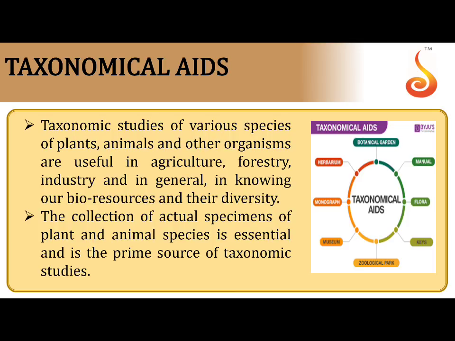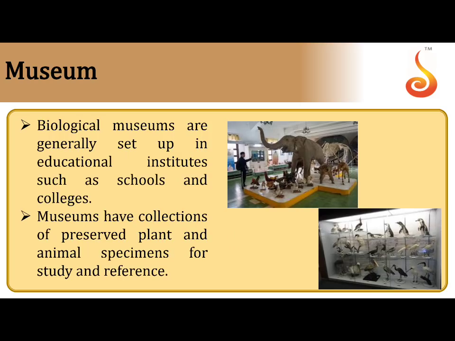Taxonomical studies of various species of plants, animals and other organisms are useful for understanding in terms of agriculture, forestry, industry and in general to understand the entire diversity. We take help of certain aids such as Botanical Garden, Herbarium, Monograph, Museum, Zoological Park, keys, Flora and manuals. All these taxonomical aids together will help us understand the entire diversity more easily.